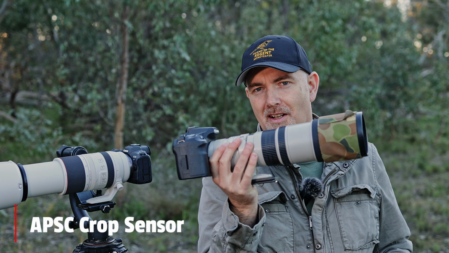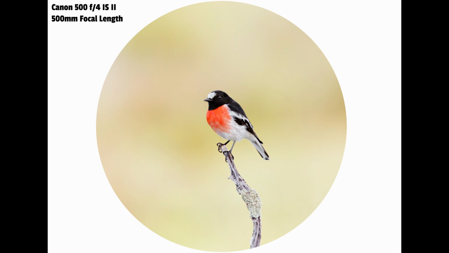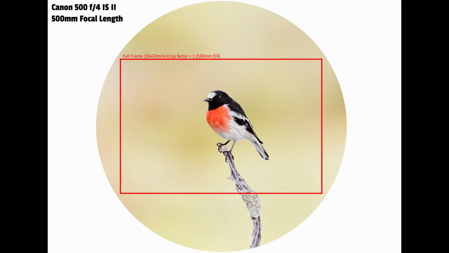All right, the second way to crop an image is by using a crop sensor like this 40D. So I think the easiest way for me to explain how these crop sensors work is to think about the image that's coming down the lens. So if I'm photographing, say, this scarlet robin, the scarlet robin comes in circular down the lens and then it hits the sensor on the camera and the sensor records that image. So now let's say I was using a full frame camera with a sensor size of, say, 24 by 36mm.